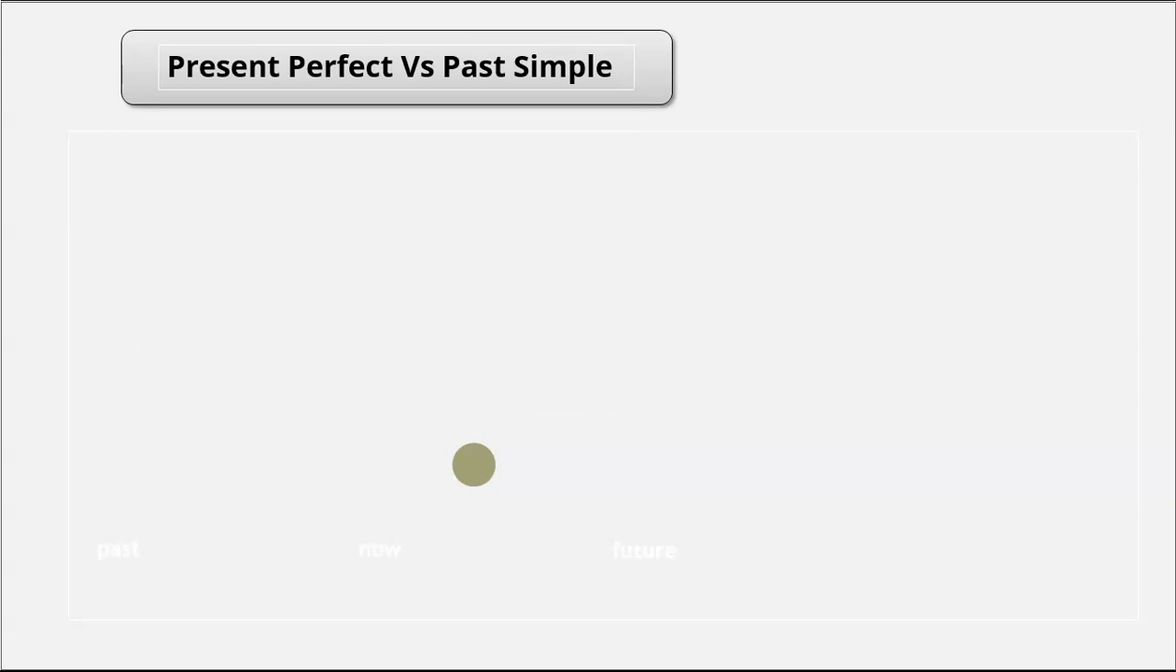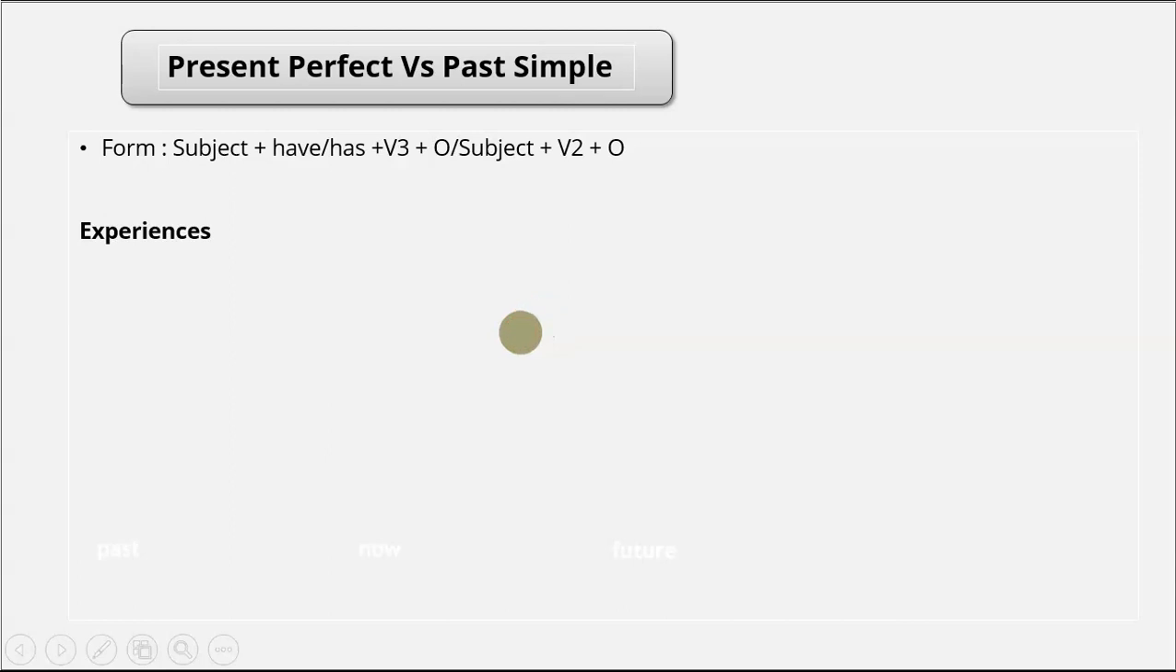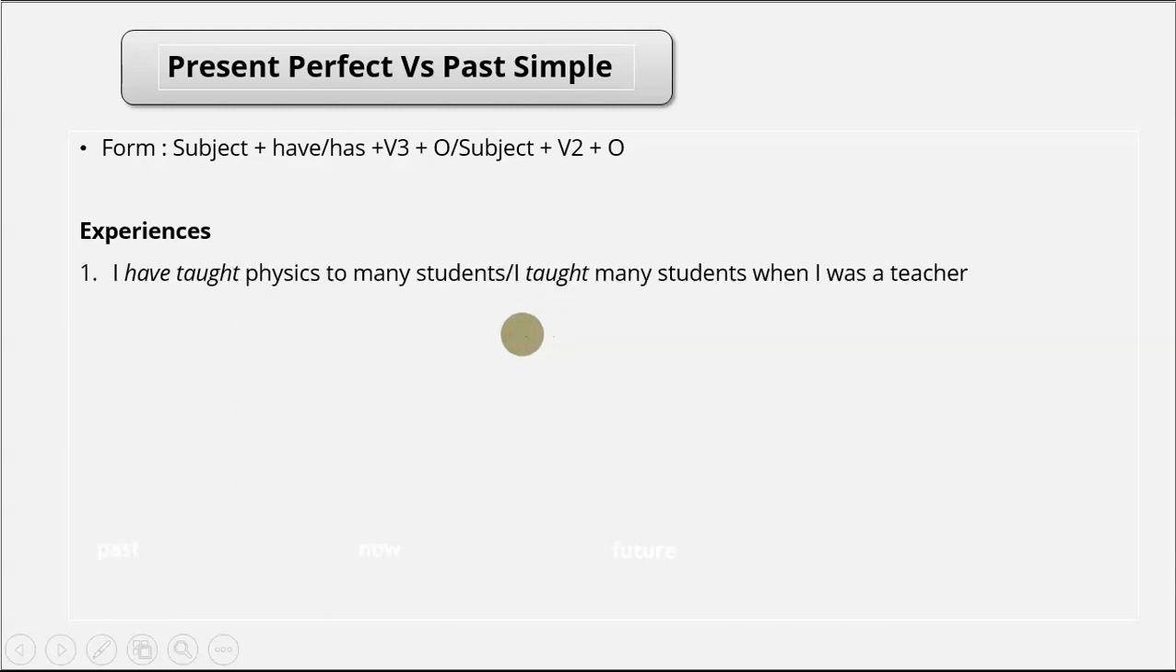Now, let's understand the difference between present perfect and the past simple. Many people get confused about when to use present perfect and when to use the past simple because there are certain similarities. So let's understand that. The formula continues to remain the same. I have already told you about the formula. So let's talk about experiences first.